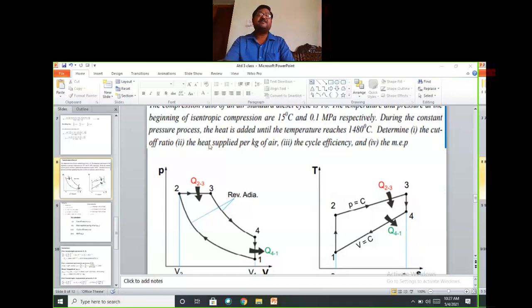During the constant pressure process, heat is added until the temperature reaches 1480 degrees Celsius, that is temperature T3, the higher one. Determine the cutoff ratio rho, heat supplied Qs, the cycle efficiency eta th, and mean effective pressure.